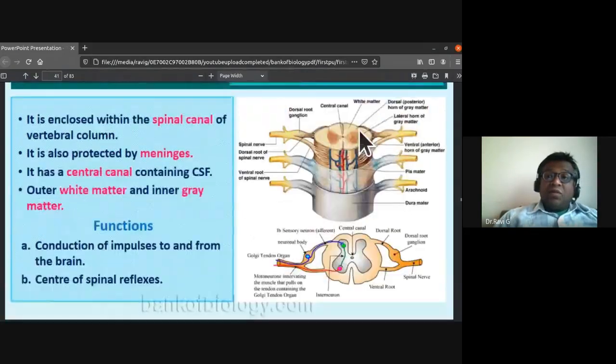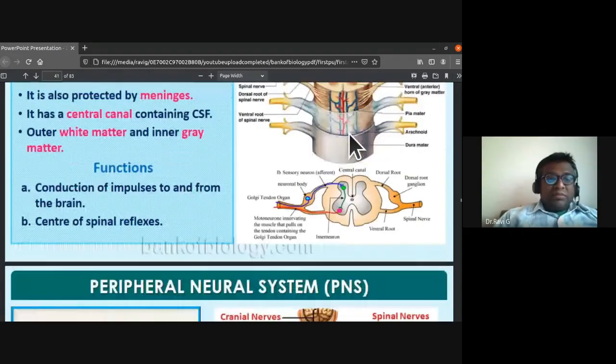So in the brain, the outer part is the gray matter and the inner part is the white matter, but in the spinal cord, it is exactly opposite to that. The inner part is the gray matter and the outer part is the white matter. That also you have to remember.